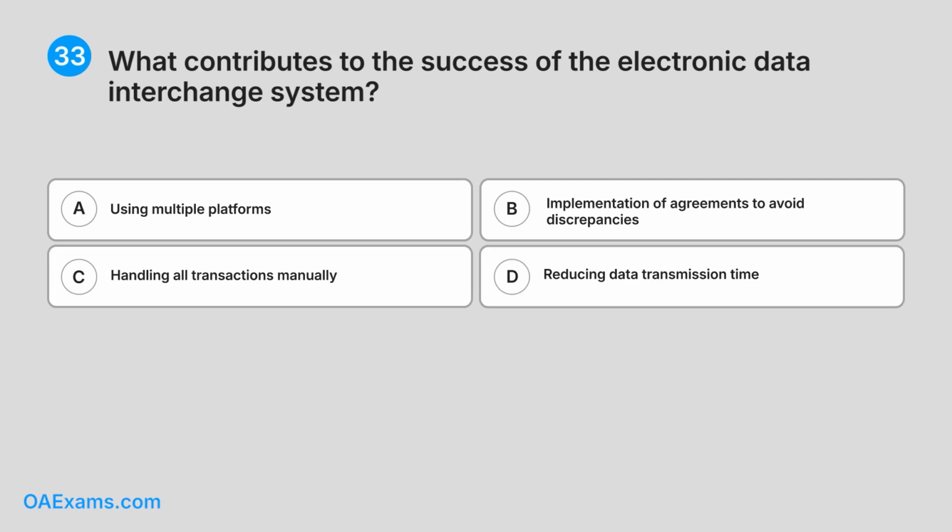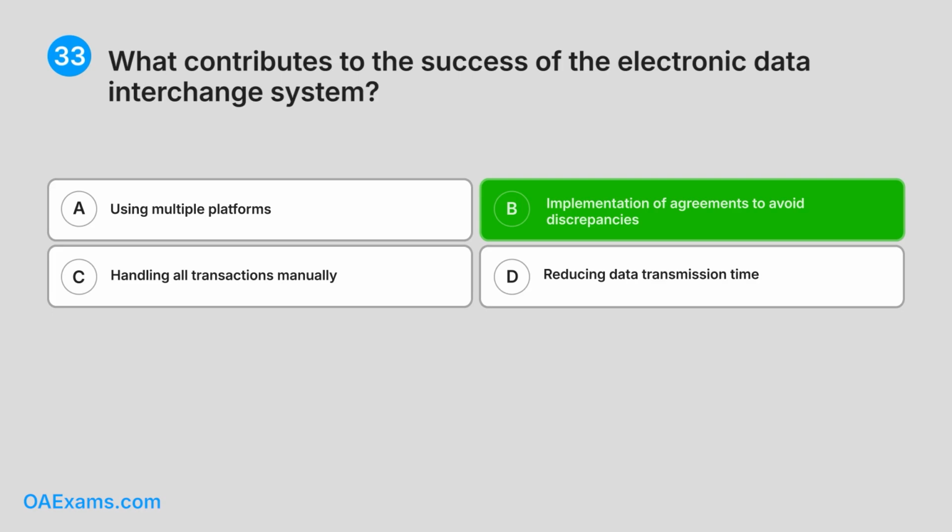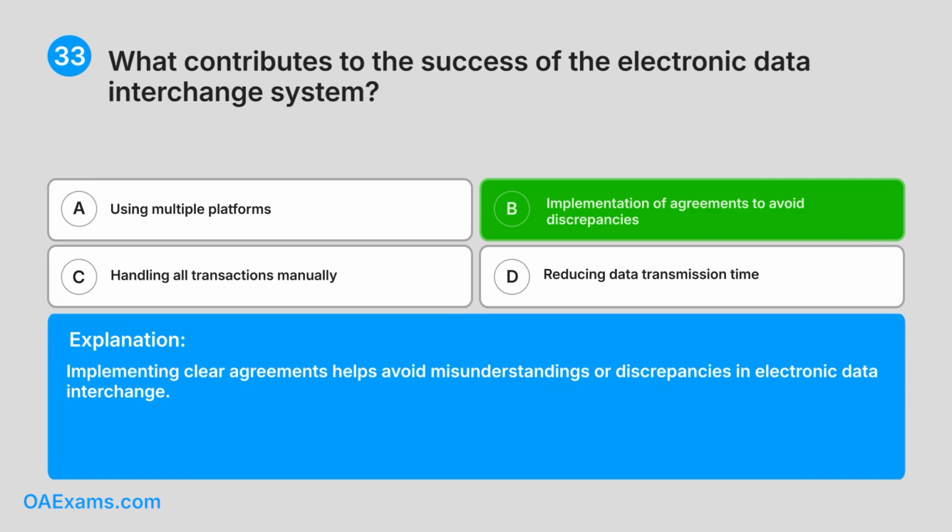Correct answer. B. Implementation of agreements to avoid discrepancies. Explanation. Implementing clear agreements helps avoid misunderstandings or discrepancies in electronic data interchange.